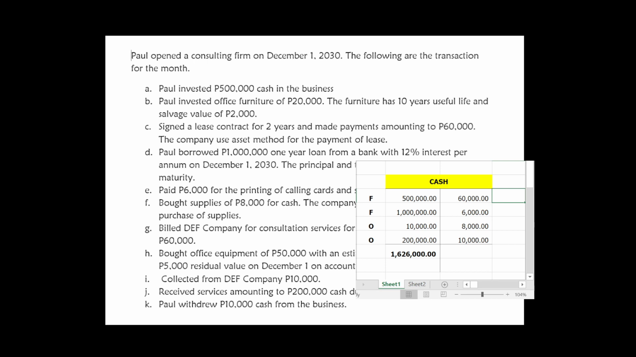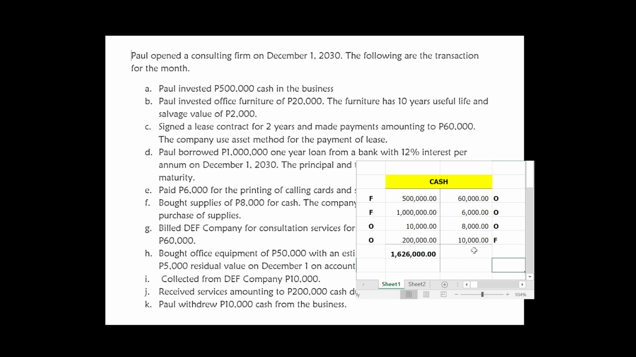60,000. Saan galing tong 60,000? Okay, nag-sign ng lease. Lease contract. So, prepaid rent is a current asset, therefore, operations yan. And then, etong 6,000, saan ba to? Advertising expense. Syempre, operations yan. And then, 8,000 supplies, operations. Kasi, current assets. And then, yung 10,000 lastly, na nagpalabas tayo. Eto, yung withdrawal ni Paul. Withdrawal ni Paul is naapektuhan yung ating capital, therefore, financing.